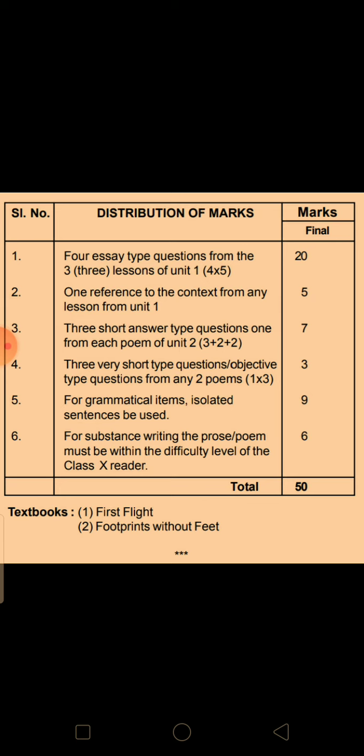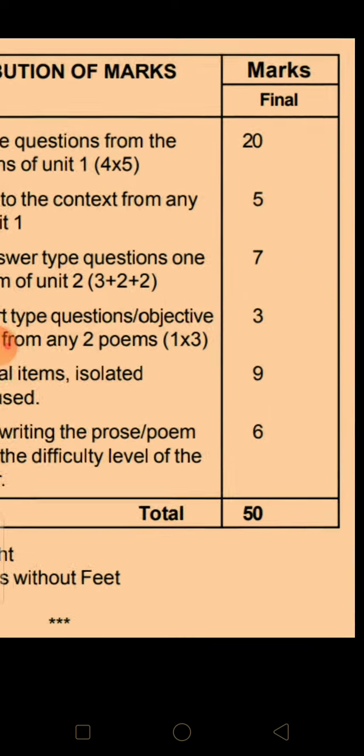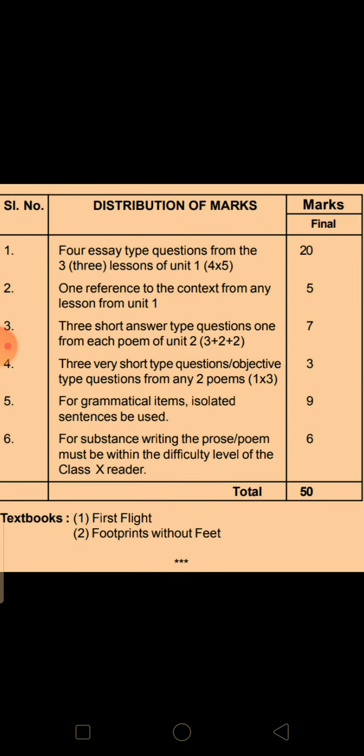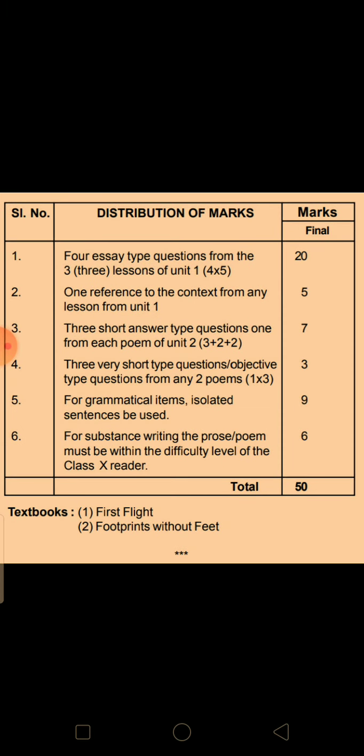Now for substance writing, which is your composition part, the prose or poem must be written with the difficulty level applicable to your class 10 level. So you need to study the previous questions, look at how it is, and go into your studies and research your work so that you would get a complete 6 marks in your substance writing. That is all that you would need to do repeatedly.